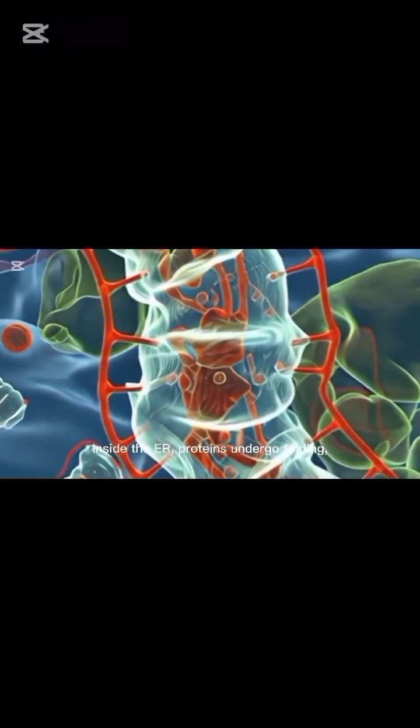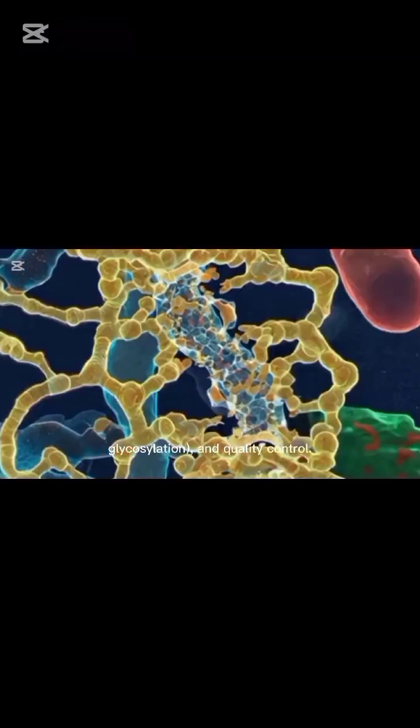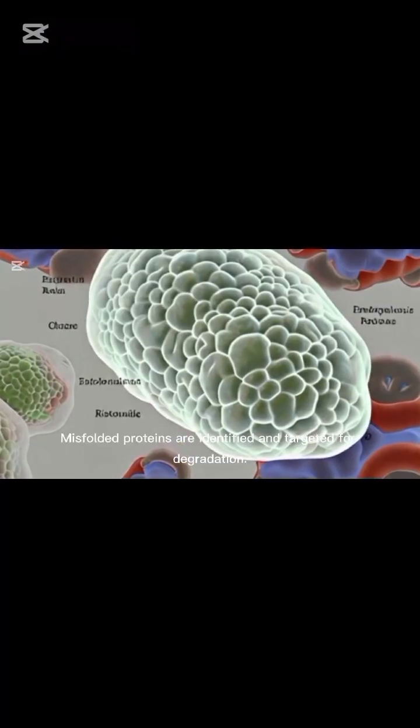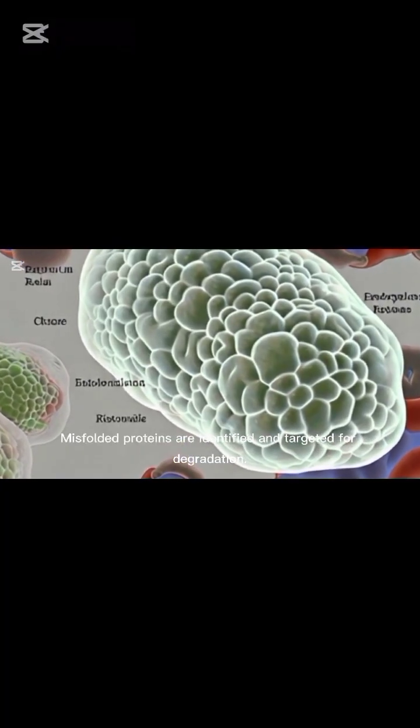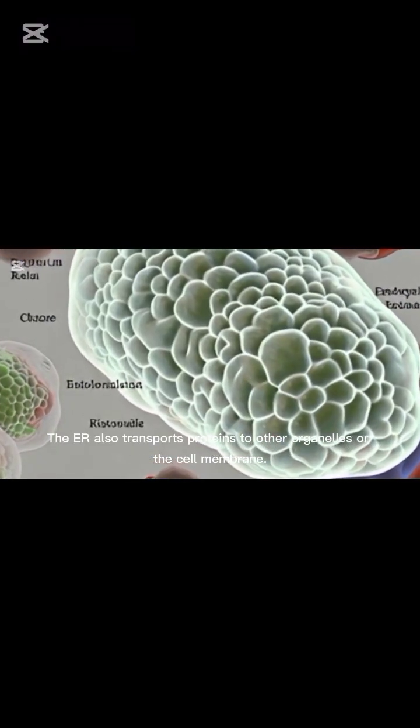Inside, the proteins undergo folding, modification, for example glycosylation, and quality control. Misfolded proteins are identified and targeted for degradation. The ER also transports proteins to other organelles or the cell membrane.